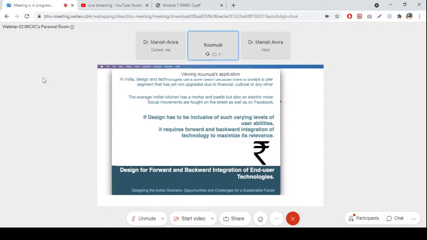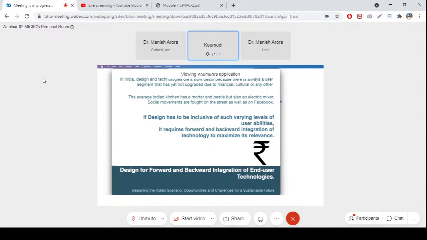The diversity of the Indian design scenario is its boon and bane. It opens up a plethora of opportunities for design intervention, but also constrains its use. In India, design and technologies die a slow death because there is always a user segment that has not yet upgraded due to financial, cultural, or any other constraint.